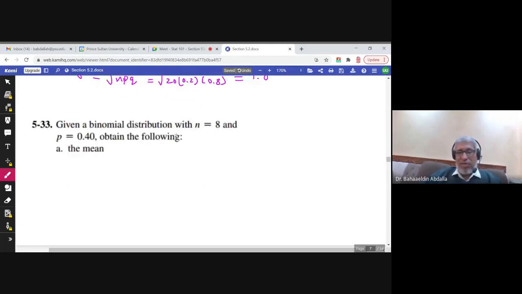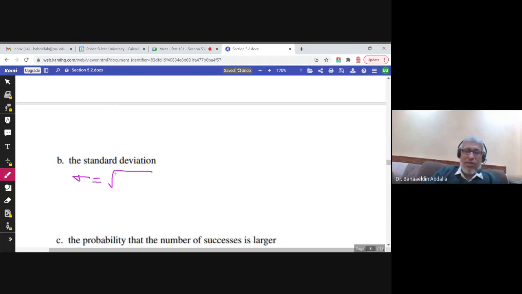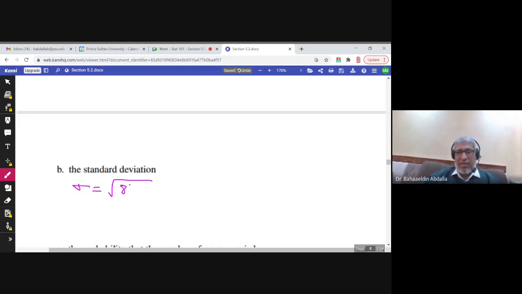Given a binomial distribution with n equals 8, p equals 0.4, what is the mean? Well, the mean is n times p, so it's 3.2. What is the standard deviation? Well, by definition, it's the square root of n times p times q. So n is 8, p is 0.4, q is 1 minus 0.4, which is 0.6. So I multiply 8 times 0.4 times 0.6 under the square root, and the answer is approximately 1.4.